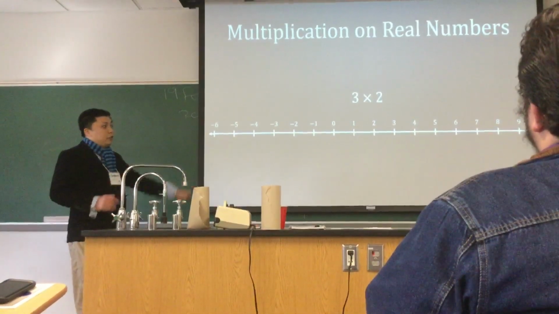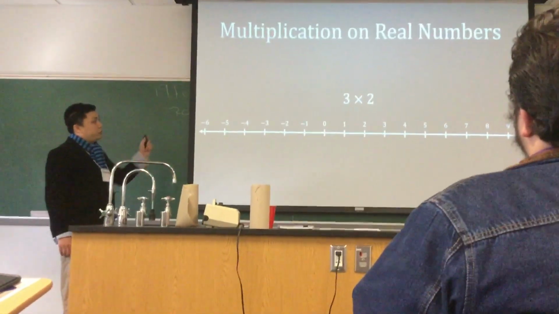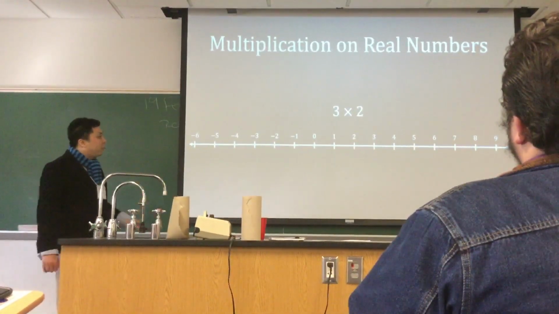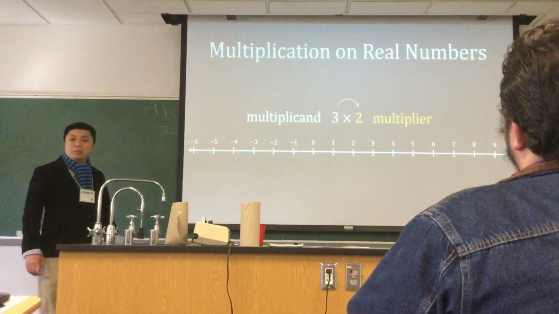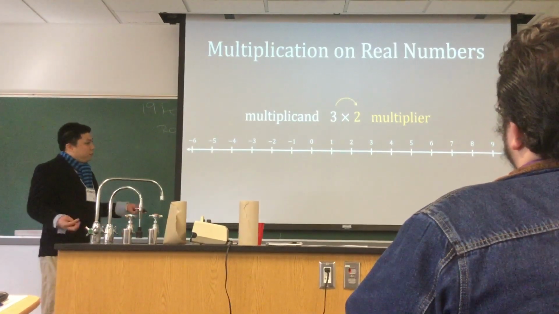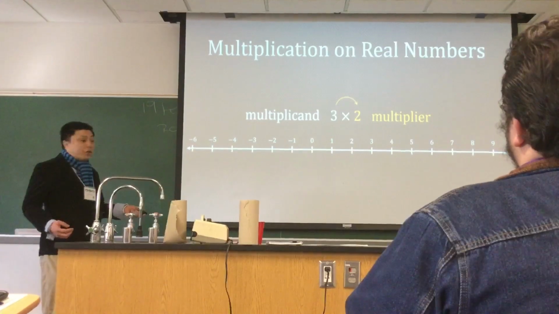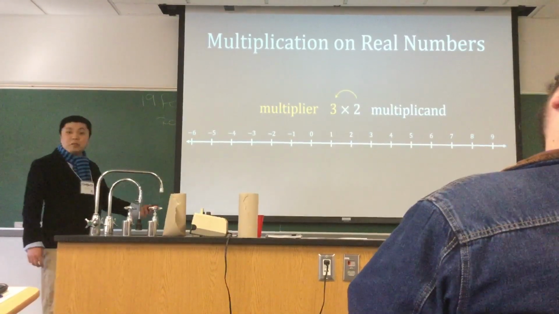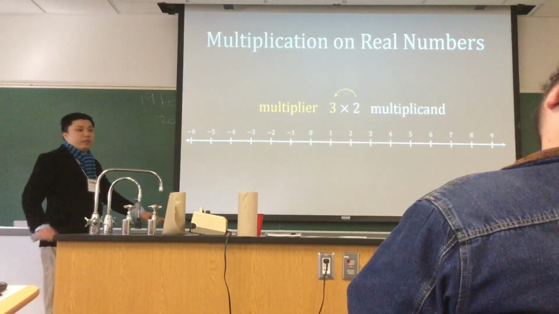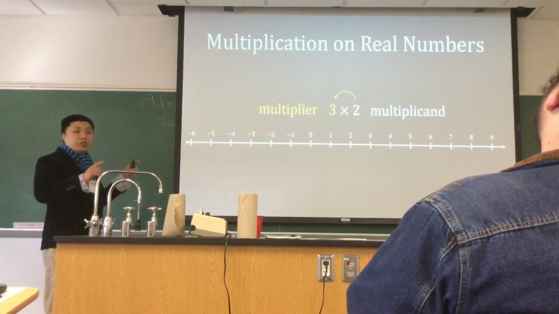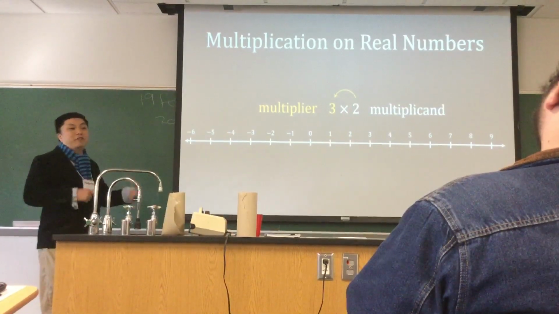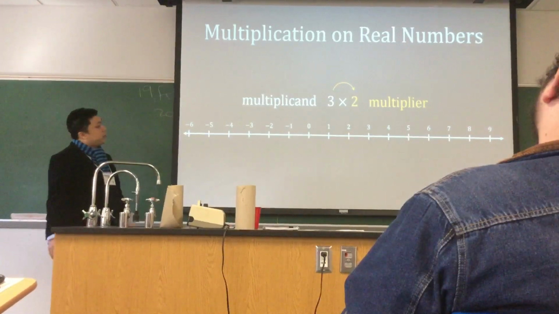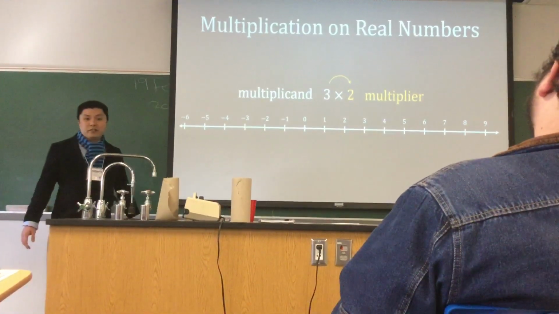We have a number line of the real numbers, and let's try to do the multiplication of 3 times 2. The first step is to identify a multiplicand and a multiplier. The order is not so important, so if you want to switch the order, then you want to say 3 is the multiplier, 2 is the multiplicand, that's totally fine. But what's important here is you need to identify which one is which because they have different functions. So let me define it this way.